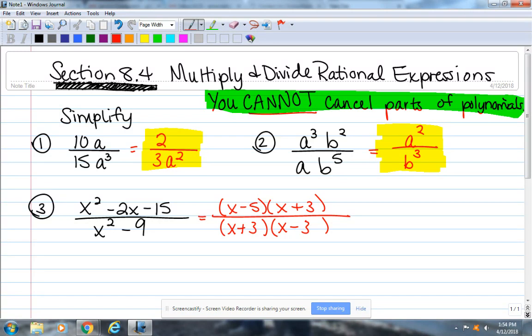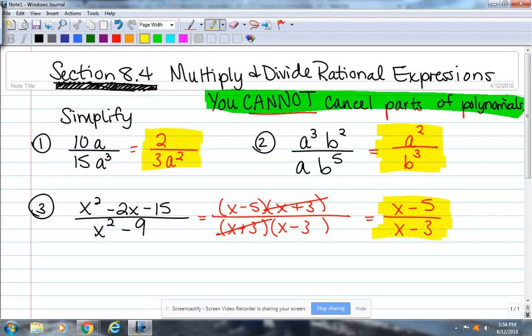Now, we cannot cancel parts of polynomials, but we can cancel entire polynomials. So we can cancel this x plus 3 with this x plus 3, one on top, one on bottom, and they're exactly the same. You can cancel those out. Then we're left with x minus 5 over x minus 3. We can't cancel the x's because they're both attached to a polynomial, so that is my final answer.